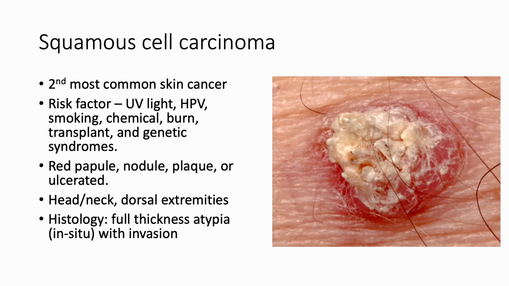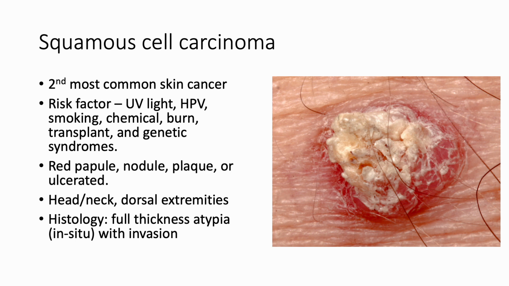Next, let's talk about invasive squamous cell carcinoma. Invasive squamous cell carcinoma is the second most common skin cancer, and the risk factors are the same as for actinic keratosis, including UV light, HPV, chemical burn, transplant, and genetic syndromes. Usually they present as a red papule with very thick scales, and in terms of anatomical location, the sun-exposed areas, including the head and neck and dorsal extremities, are the most vulnerable.